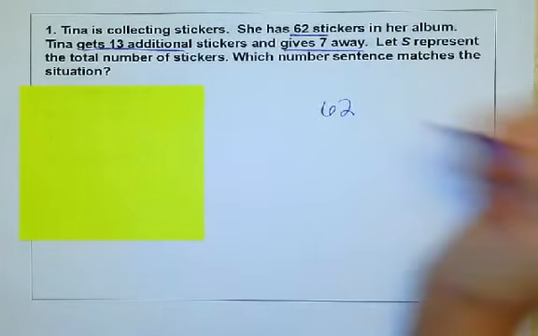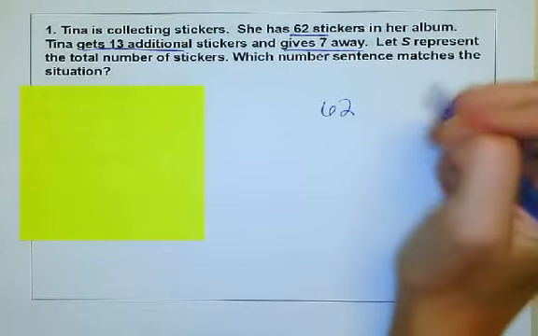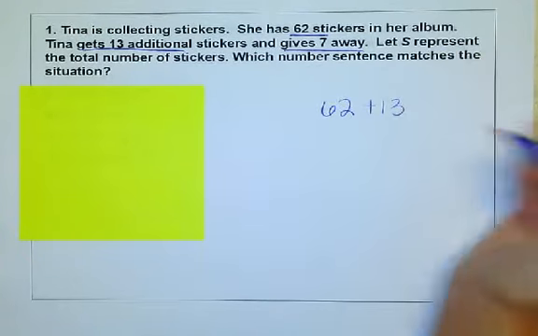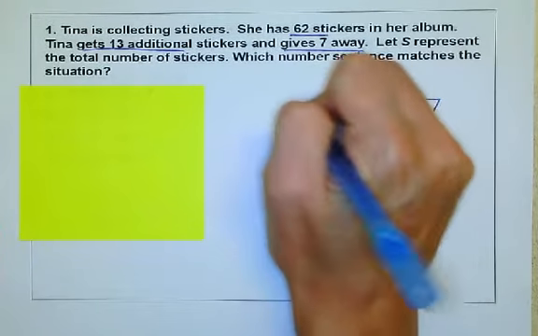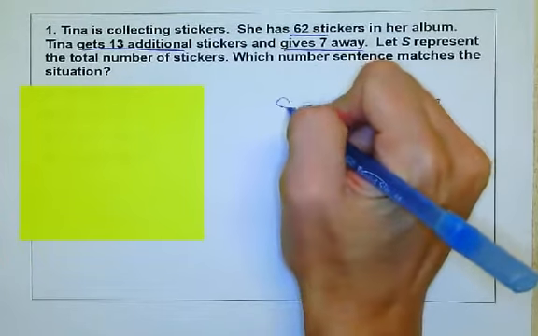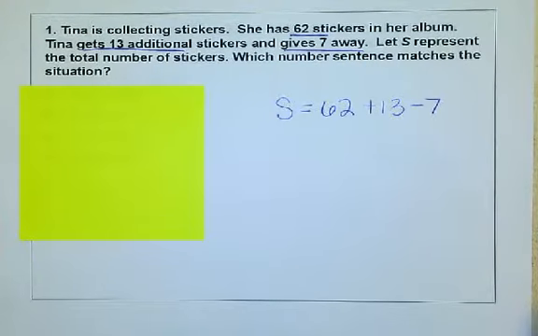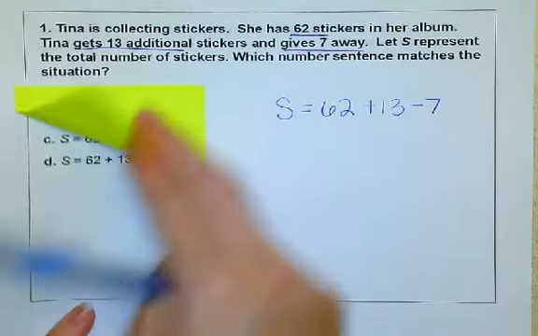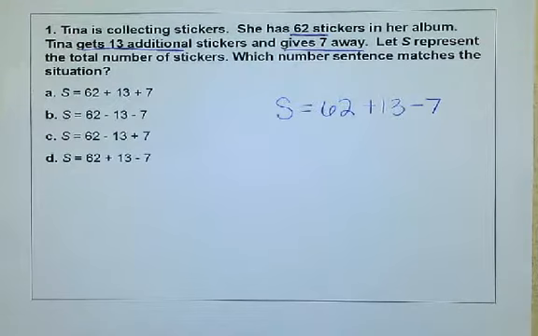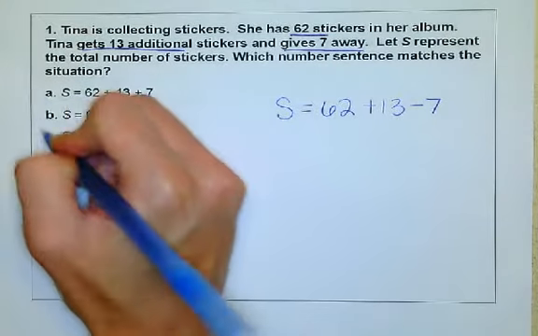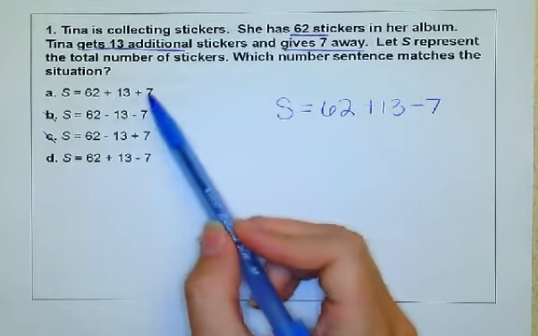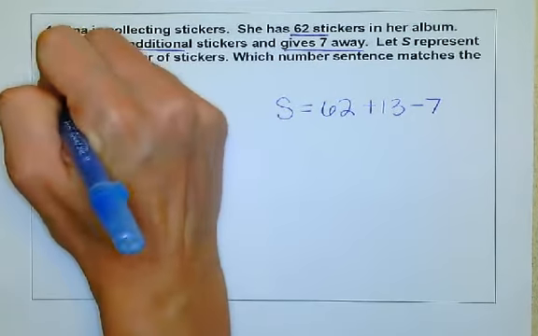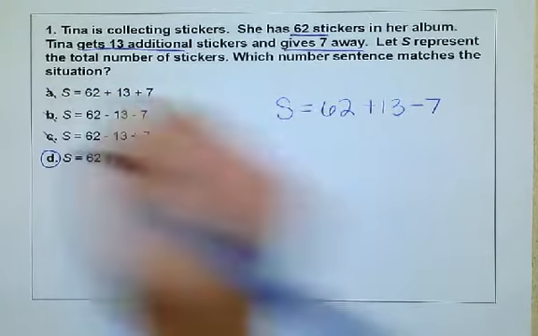So she has 62 stickers in her album. She gets 13 additional stickers and gives 7 away. So I'm going to take those 7 away. And then I know that S represents the total number of stickers. So now I'm going to look at my answer choices and figure out which one is correct. So I can immediately mark off B and C. And then I need to judge A and D. This one has adding 7, so I know that that is not correct. So D is my answer.